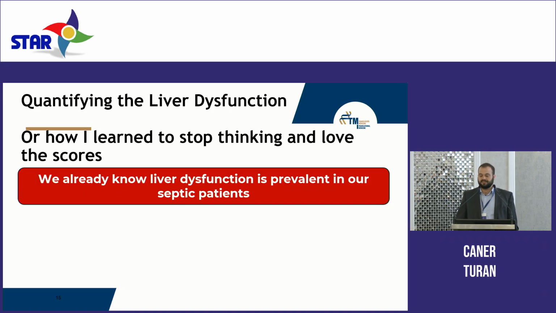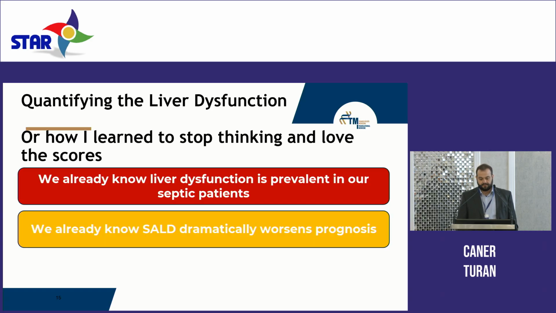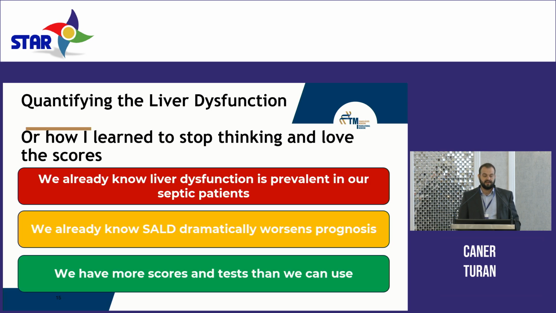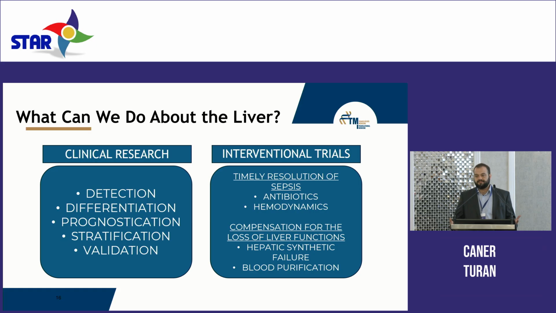We already know liver dysfunction is prevalent in our patients. We already know it dramatically worsens prognosis. But more importantly, we have more scores and tests than we can use in a 24-hour cycle. So given this, what can we do about the liver? In the previous 25 years, clinical research on the liver has focused on detection, differentiation, prognostication, stratification, and validation of these patients. Meanwhile, interventional trials have focused on two domains, which should guide our clinical practice.